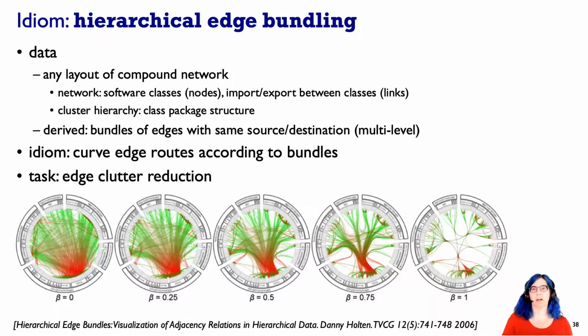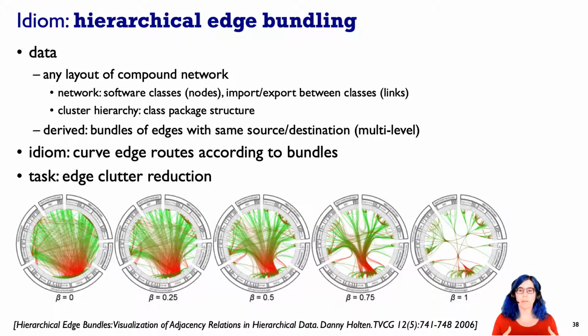Here's another interesting thing we can do with graphs: let's say you've got any kind of compound network. We can actually try to bundle the edges together to reduce edge clutter. Here's an example of this hierarchical edge bundling approach where we're looking at a compound network, a software engineering example. The cluster hierarchy is the package structure, where exactly each class is within the package structure. And then the network is how these classes actually call each other. So what are the inbound importing and the outbound calls between these classes? Those are the links in the graph.